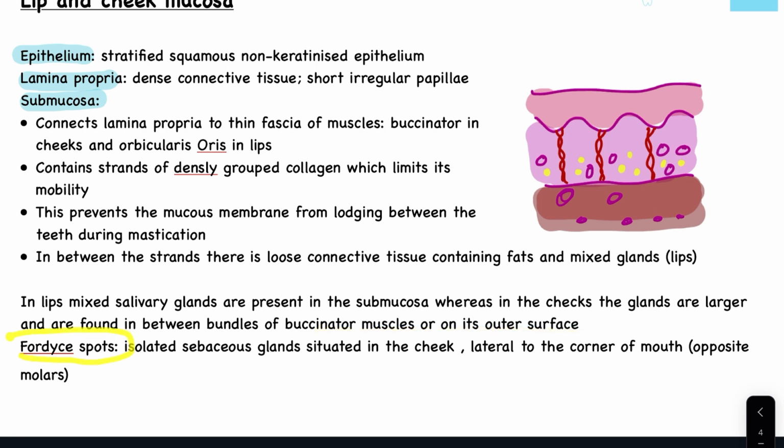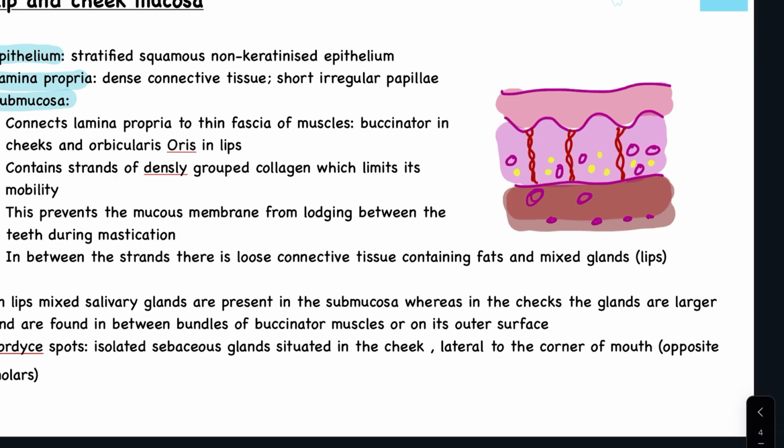Now we have something called the Fordyce spots. These are isolated sebaceous glands situated in the cheek, lateral to the corner of mouth, opposite molars. These are basically just sebaceous glands, and this is mentioned in the textbook, so it could be important. So these are the Fordyce spots. This is it about lip and cheek mucosa and lining mucosa.